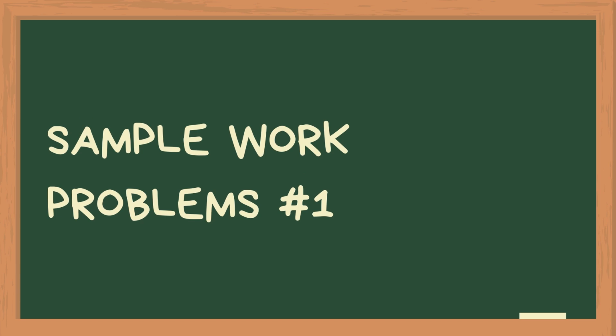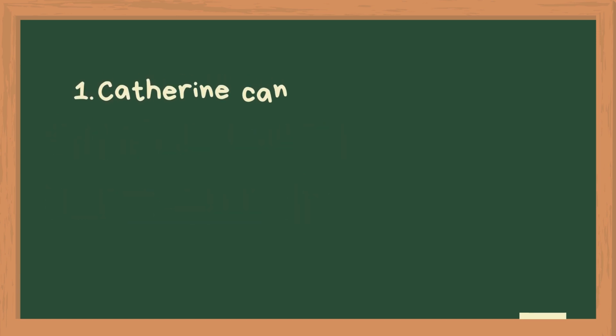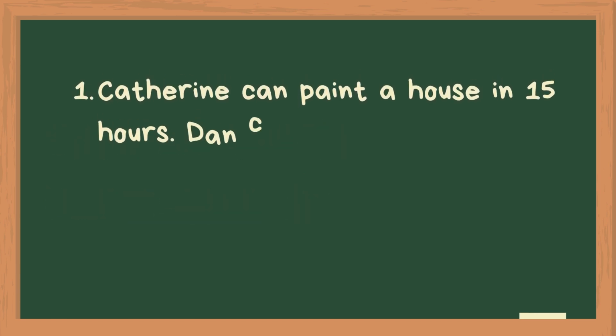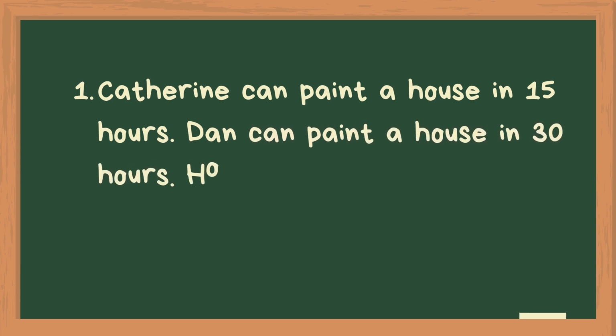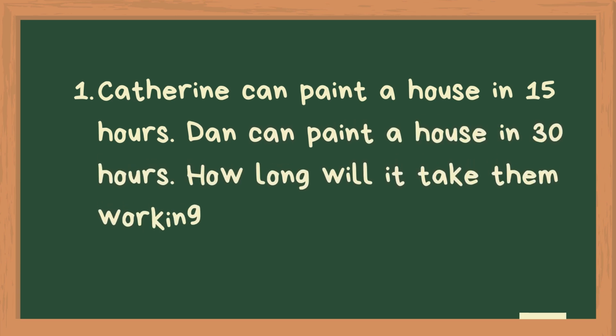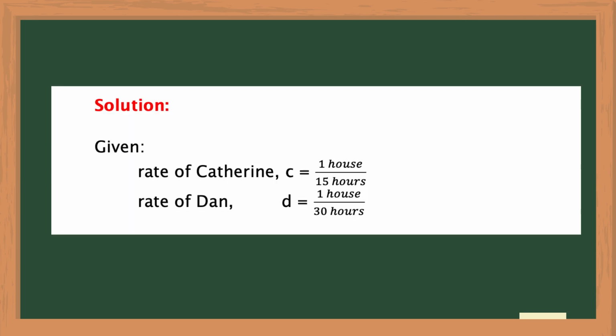Sample work problem number 1. Catherine can paint a house in 15 hours. Dan can paint a house in 30 hours. How long will it take them working together? Our solution. Given rate of Catherine, which is C, is equal to 1 house over 15 hours, and rate of Dan, which is D, is equal to 1 house over 30 hours.